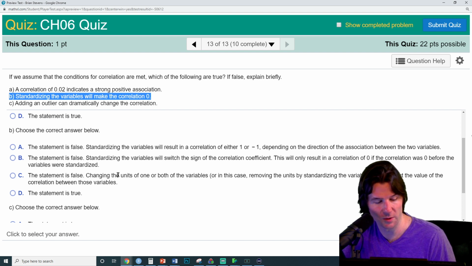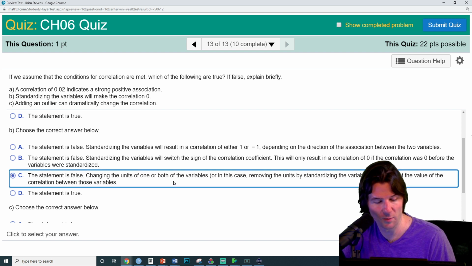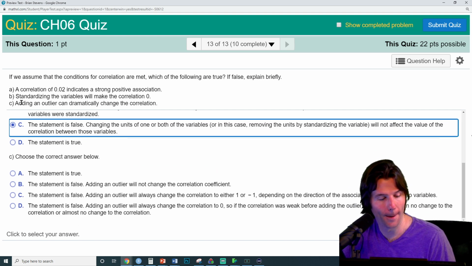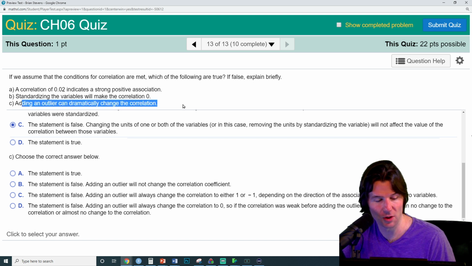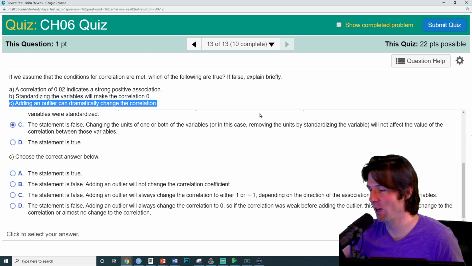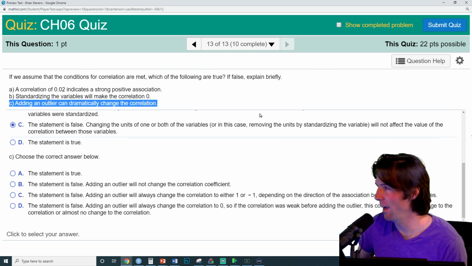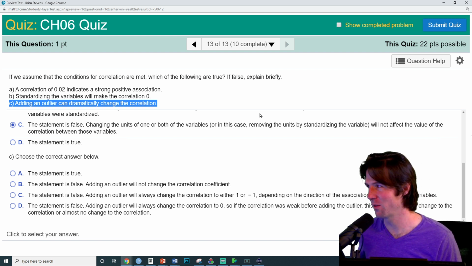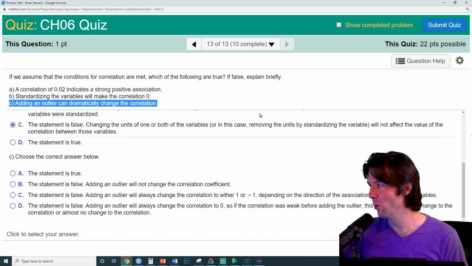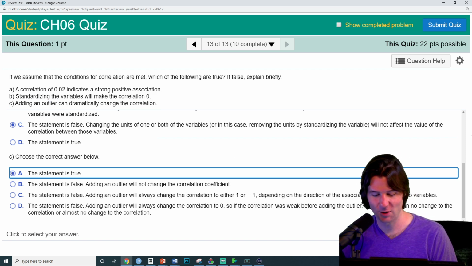Standardizing the values, nope, won't switch sign. Changing the units of both of the variables in this case will not affect. Yeah, that's right. Adding an outlier can dramatically change correlation. What should we say right here? Who's got it in the chat? I need to know the answer to this. Adding an outlier can dramatically change the value of correlation. True. You got it. That is a true statement right there.